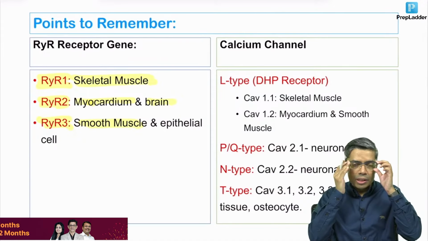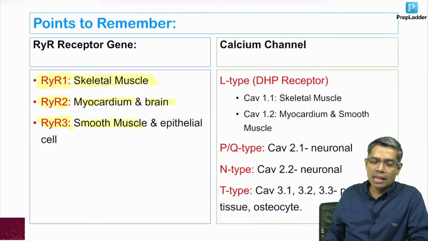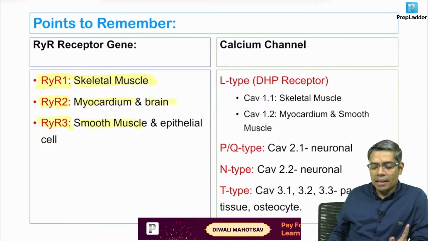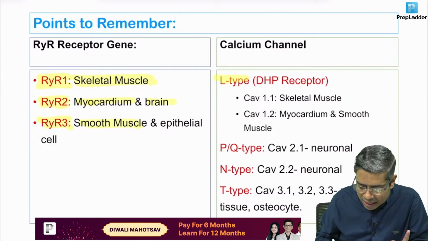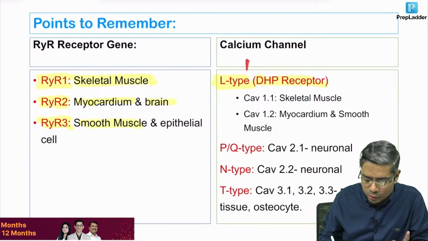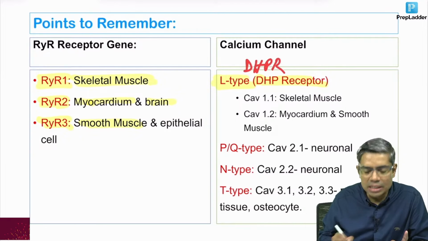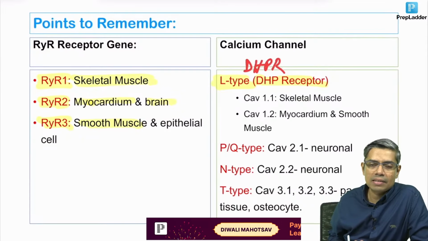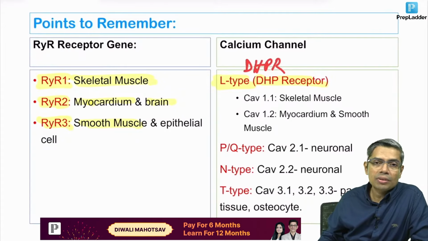Just now I told you, in smooth muscle the calcium induced calcium release phenomenon is there. So there the RYR channel is RYR type 3. Okay, and the L type calcium channel is basically known as the DHPR channel. DHPR is a kind of voltage gated calcium channel. Which type? L type, that is a long type calcium channel. When it opens, it will stay open for a longer time.